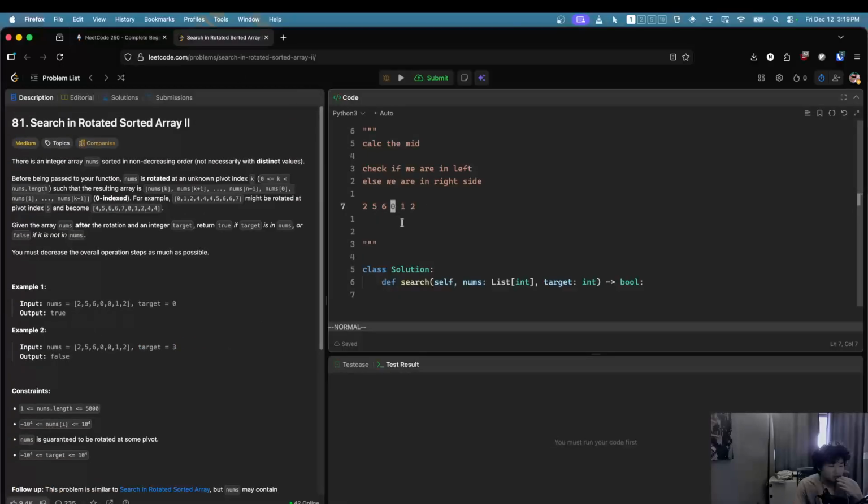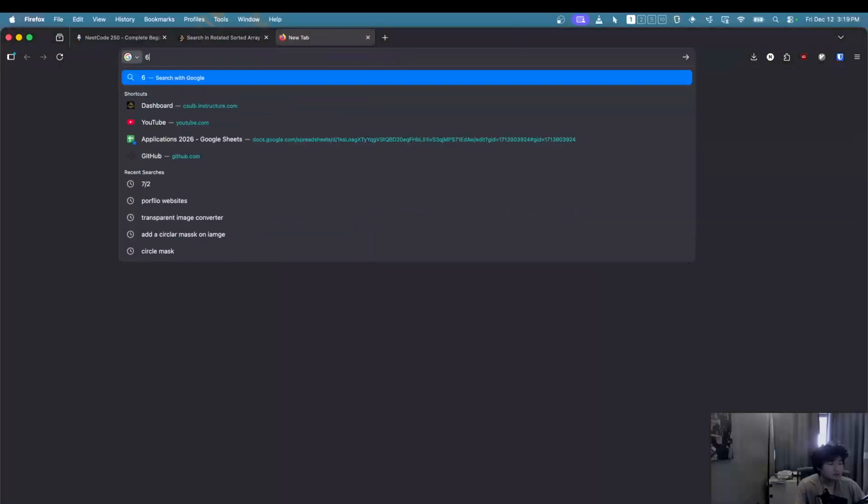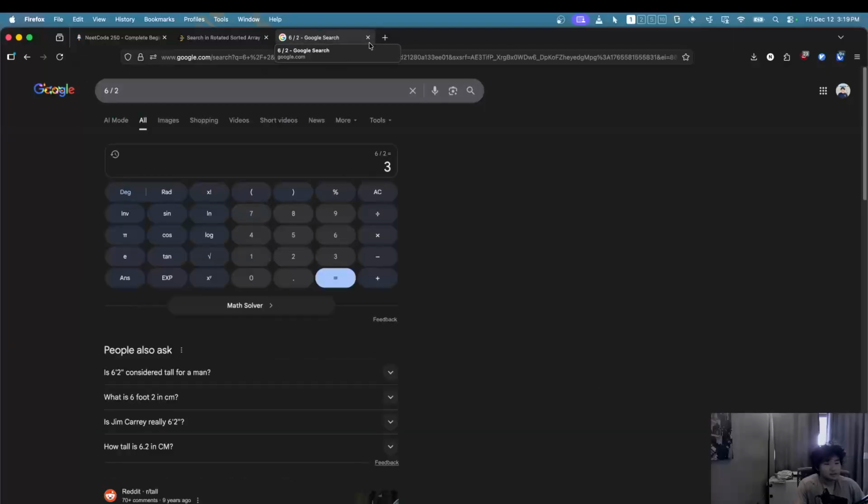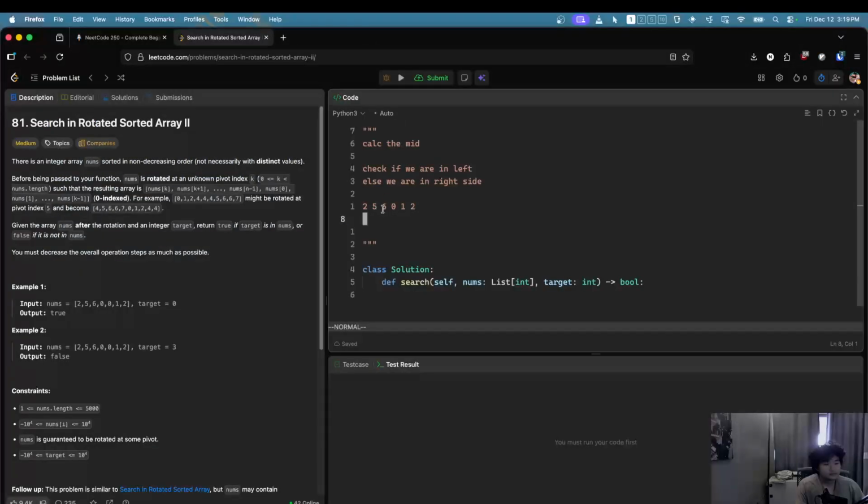Well, okay, first off, I don't know if I would be in this middle here, but hold on, let me recalculate. This is 6 now. I think we would be biased towards the left. Let me double check. So it's 6 divided by 2, that's 3. 0 1 2 3. Okay, still, never mind. We're biased towards the right side. Never mind. 2 5 6. So we're still here actually.